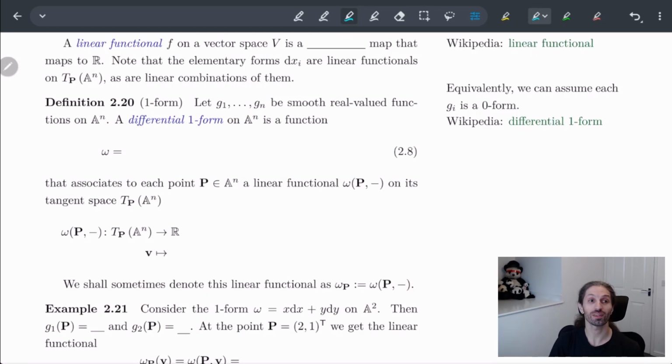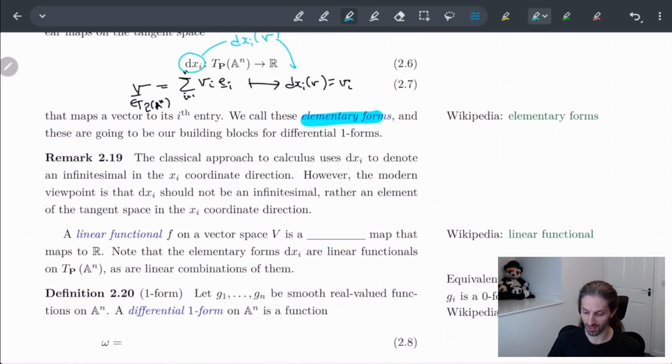Hiya! So in the last video, we talked about differential zero forms. And remember, these are just smooth real valued functions. Another thing we introduced were elementary forms, which basically look at the ith component in a vector. Normally you would have thought this is just some infinitesimally small thing. And we're saying, forget all of that. Forget everything you learned in calculus. Well, not everything. But forget that idea in calculus, and we're going to remap the way we think about things differently.